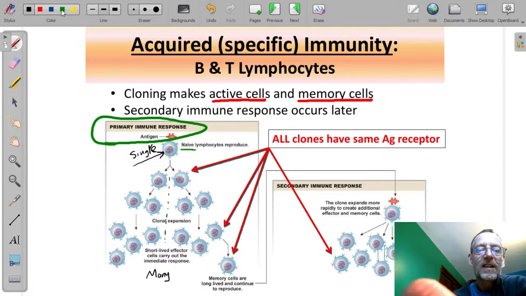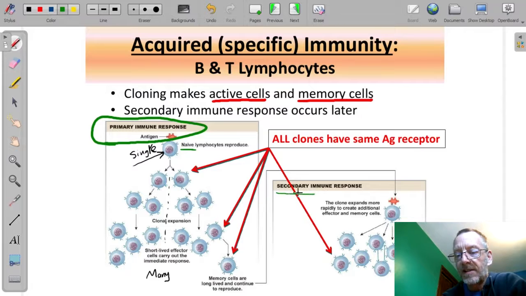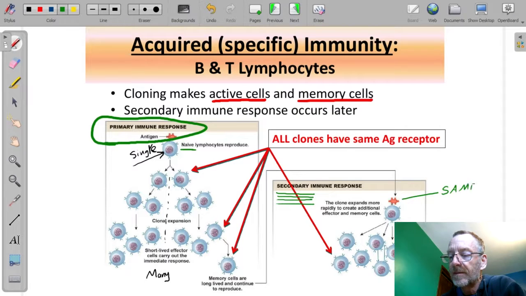So for the secondary response, meaning the second time the body comes in contact with the same antigen, now we have a whole army of cells that are available with the same antigen receptor to bind the same antigen. And now we can have a much larger and much more rapid immune response after the body has become sensitized.